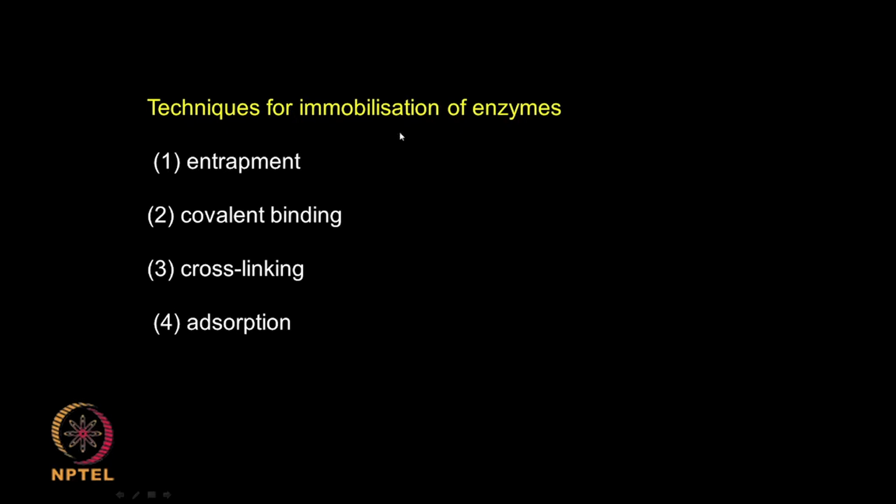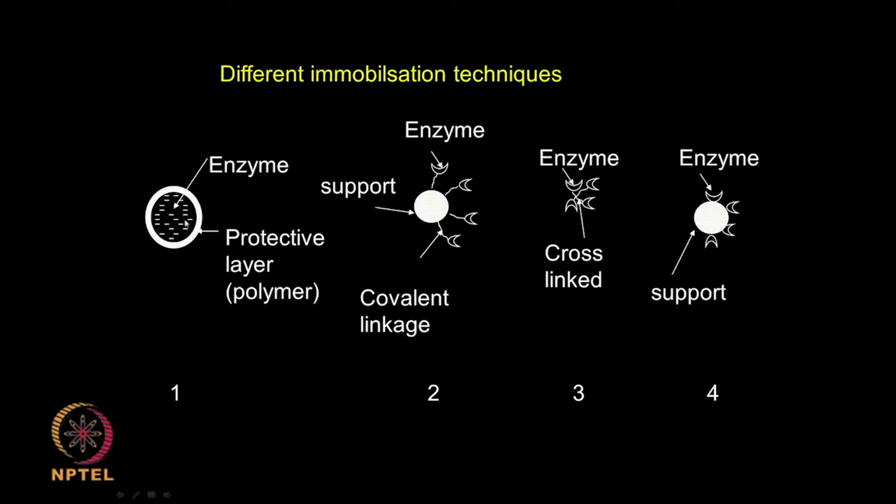So, what are the different techniques for immobilizing enzymes? We can do entrapment, covalent binding, cross linking, adsorption. Let me show it in the next slide. So, we can entrap our enzyme through a protective layer of polymer. So, the enzyme is inside, there is a layer of polymer, so the enzyme does not denature. Another approach is covalent binding. So, the enzyme and the support are covalently connected here. The enzyme is covalently bound to the support, so the enzyme retains its activity.